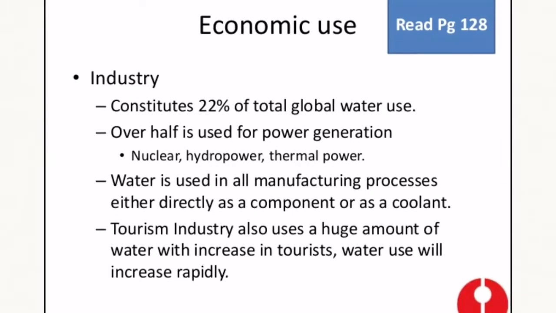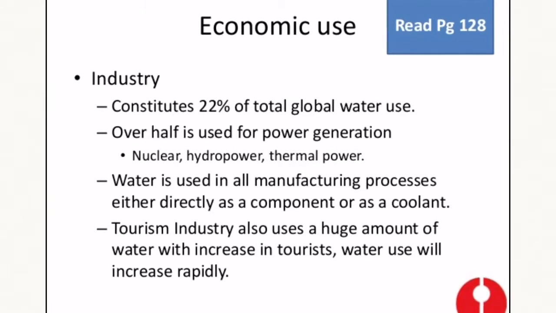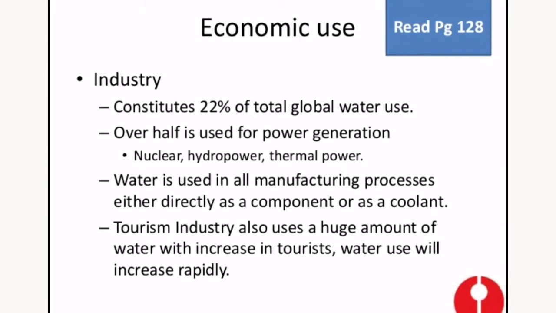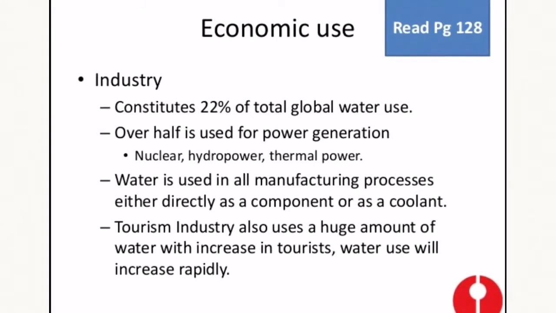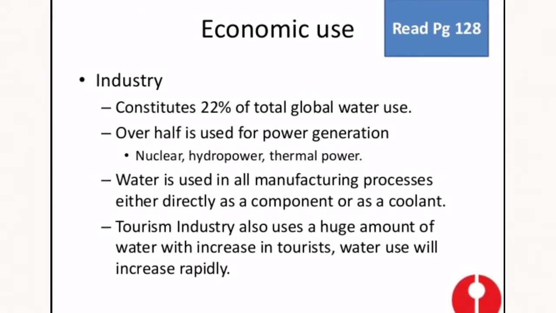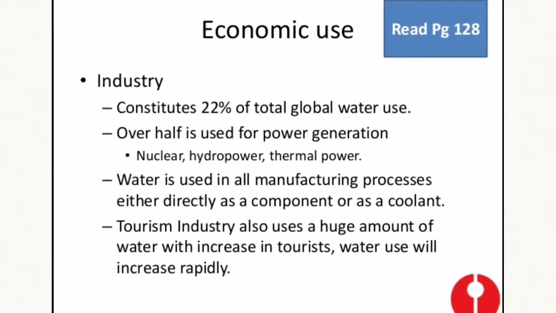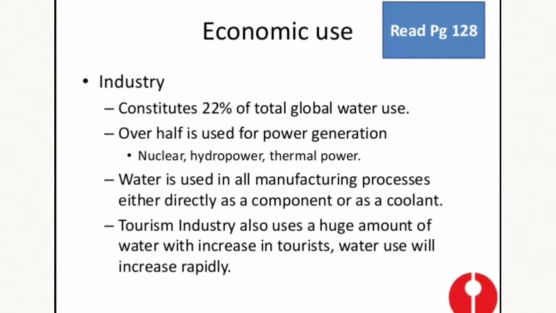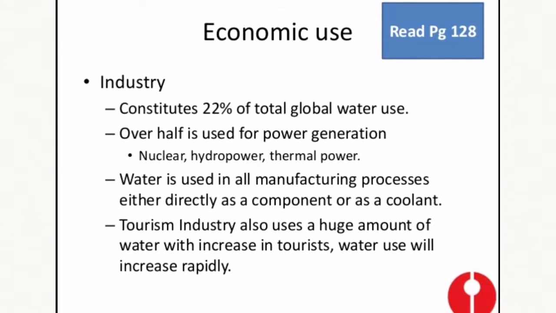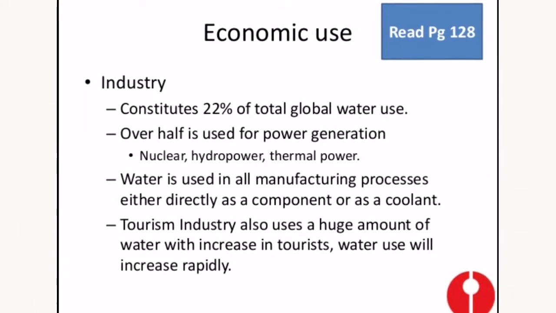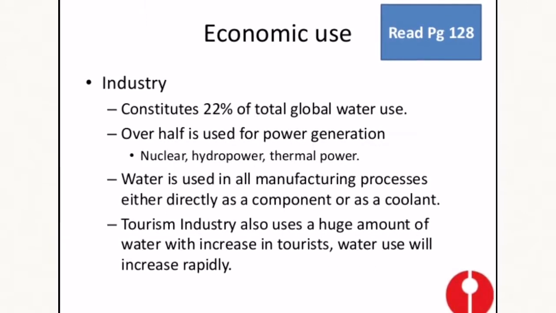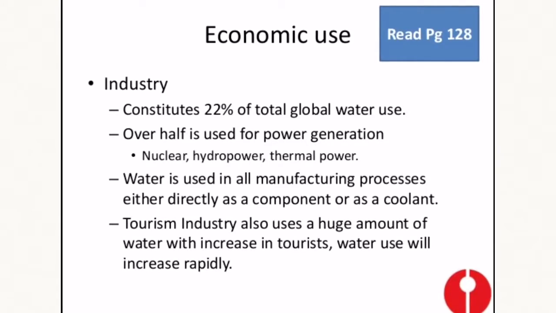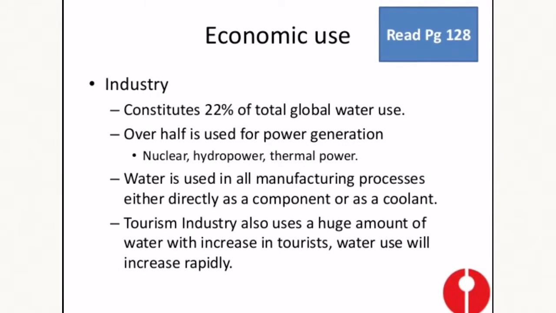Industries constitute about 22% of global water use. A lot of it is actually used for power generation. However, we're not talking about hydropower alone. Most forms of power generation, power plants, whichever it is, nuclear, thermal, or hydro, require water as a cooling agent. Because a lot of heat is generated when you are creating power through the various forms, water is used as a coolant. As a result, it uses a lot of water.